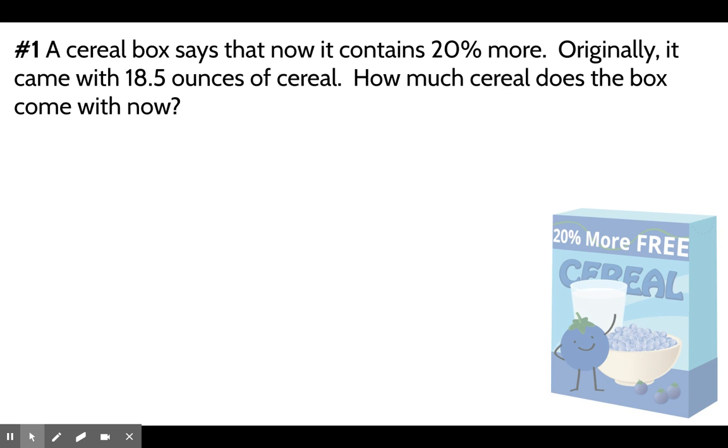Number one says a cereal box says that now it contains 20% more. Originally it came with 18.5 ounces of cereal. How much cereal does the box come with now? I want you to see if you can figure out how to solve this problem. If I started with 18.5 ounces of cereal and now it has 20% more, how much cereal does the box come with now?